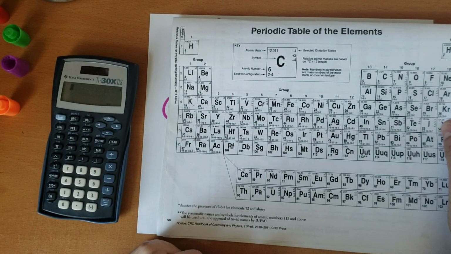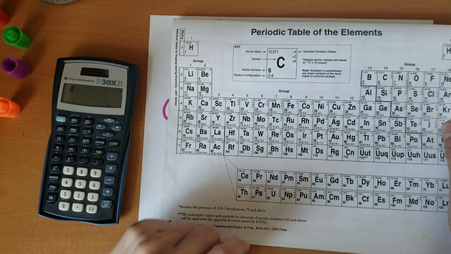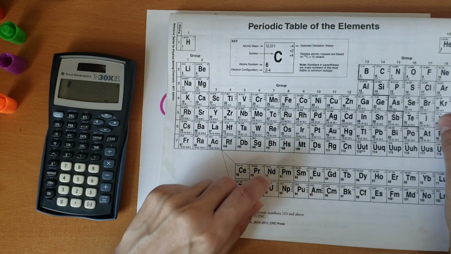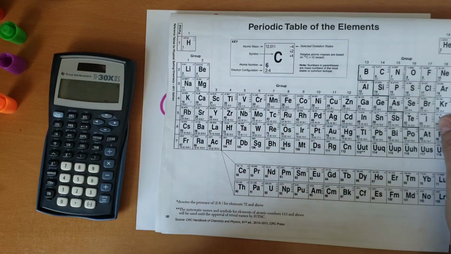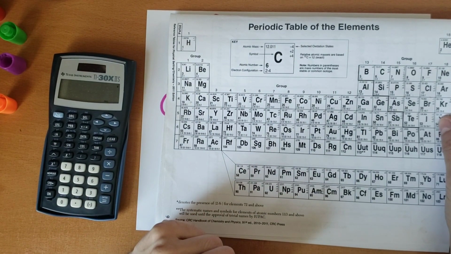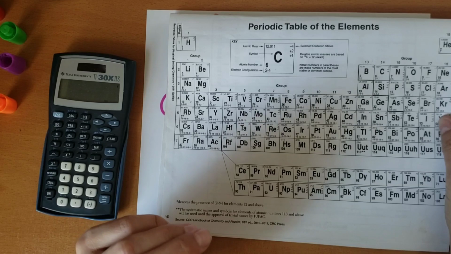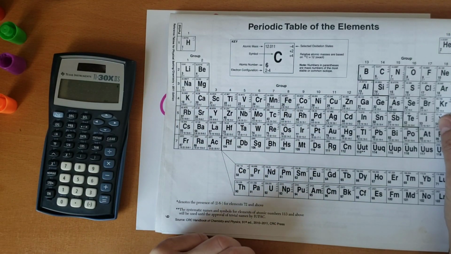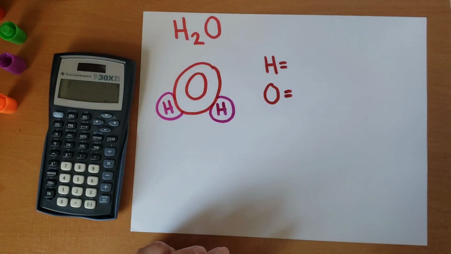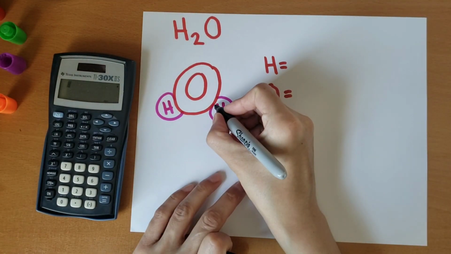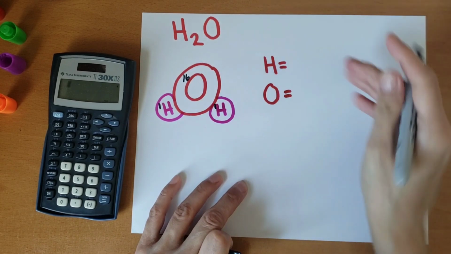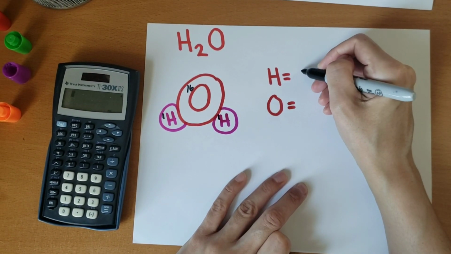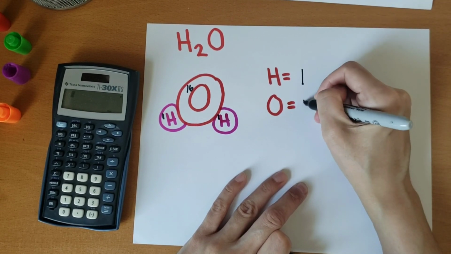In order to find the gram formula mass of a compound, you're going to have to look up the average atomic mass. Now, when we look at the key here, you can see that the average atomic mass is in the upper left-hand corner, right where we should write the mass number of an element. For the purpose of this class, it is always okay to round your atomic mass to the 10th place. So hydrogen has a mass of 1 gram per mole. So I'm going to write the mass in the upper left-hand corner, and oxygen has a mass of 16. So hydrogen has a mass of 1, and oxygen has a mass of 16.